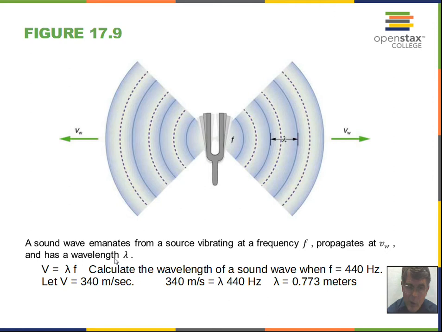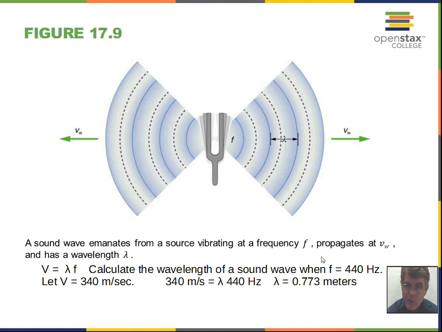For all waves, there's a relationship between the speed of the wave, the wavelength, and the frequency. The speed of the wave in meters per second is equal to the wavelength in meters times the frequency in hertz, and hertz have units of 1/seconds. So suppose we have a frequency of 440 hertz, a sound wave.